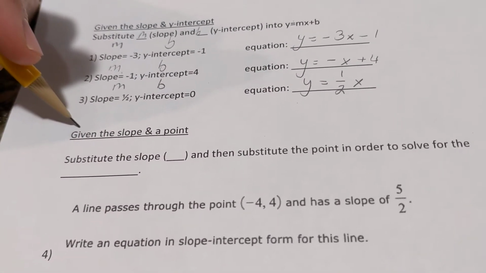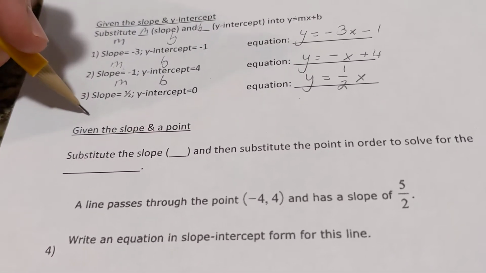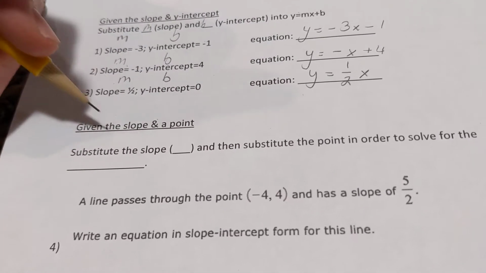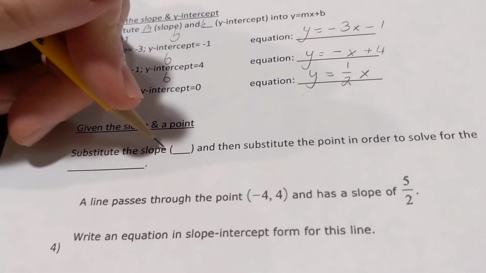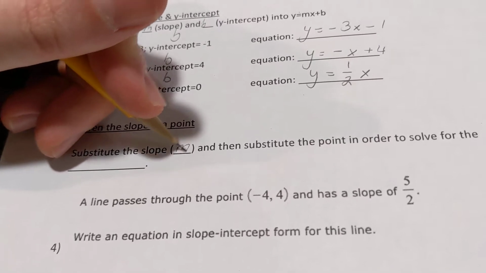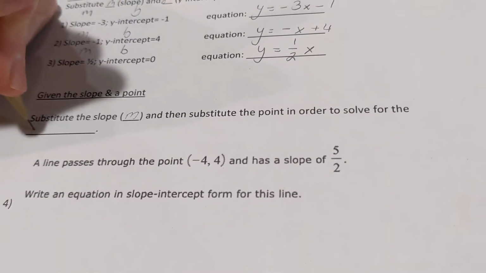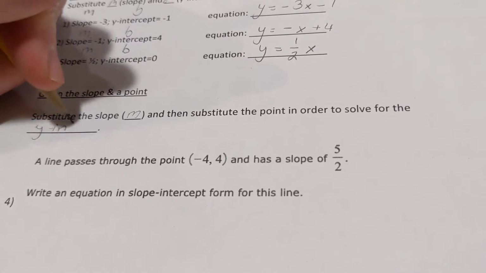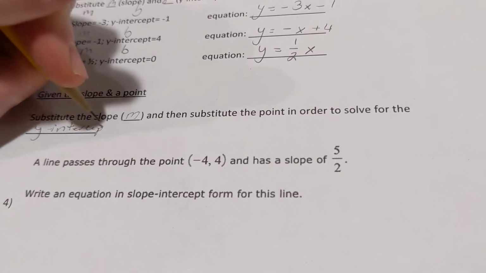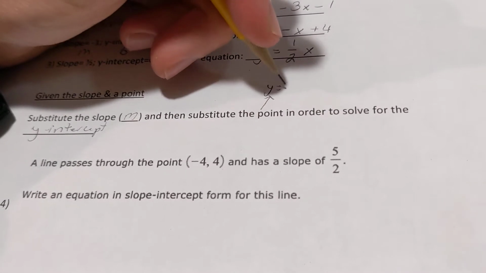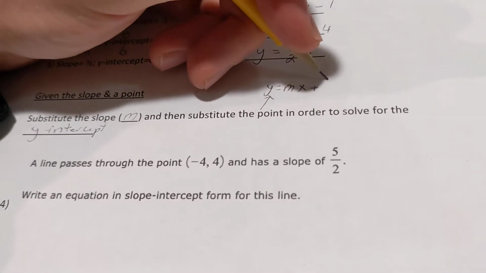Second scenario is where you're given a slope and a point. So you're given the slope, but you're not given the y-intercept like we had up here. Okay, so our strategy is we're going to substitute the slope and then substitute the point in order to solve for the y-intercept. Okay, and substitute the point into y equals mx plus b.